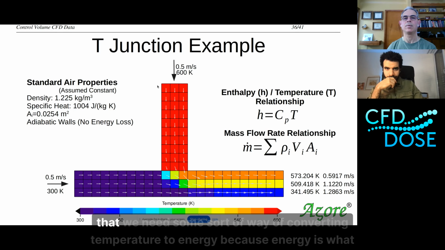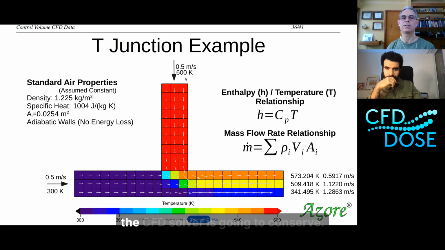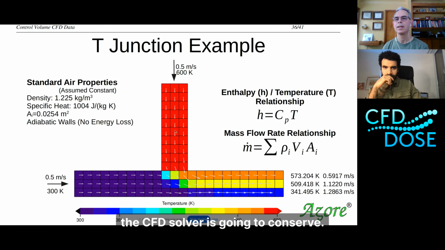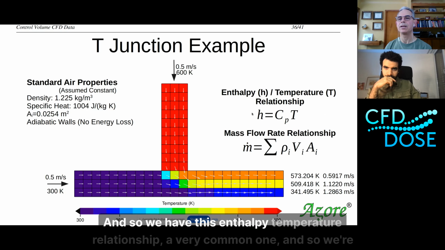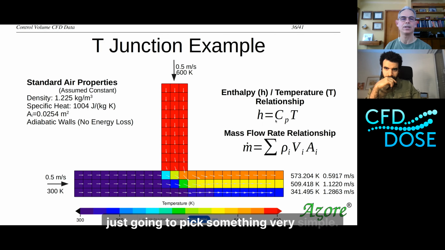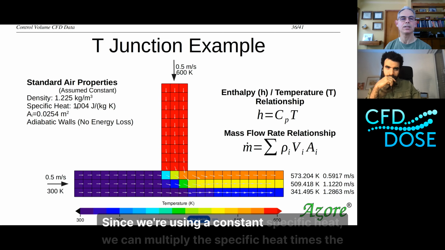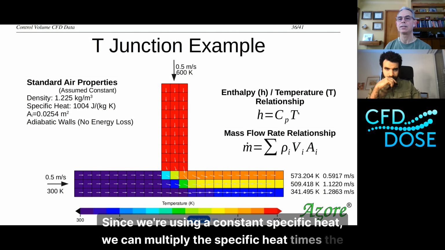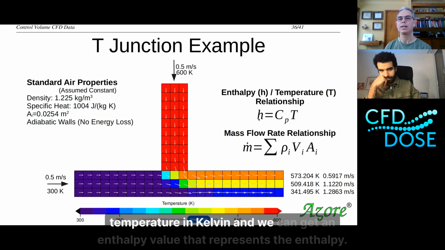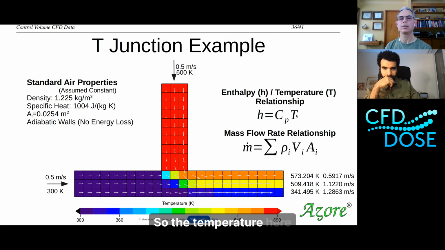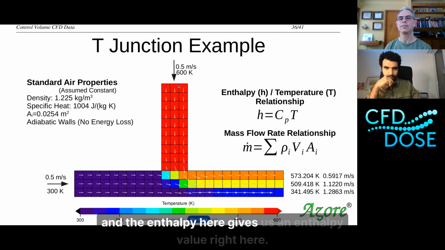That means that we need some sort of way of converting temperature to energy, because energy is what the CFD solver is going to conserve. And so we have this enthalpy temperature relationship, a very common one. We're just going to pick something very simple. Since we're using a constant specific heat, we can multiply the specific heat times the temperature in Kelvin, and we can get an enthalpy value. So the temperature here gives us an enthalpy value right here.